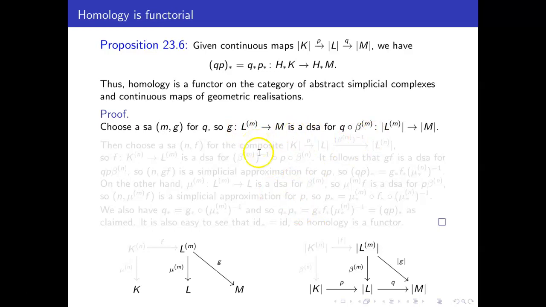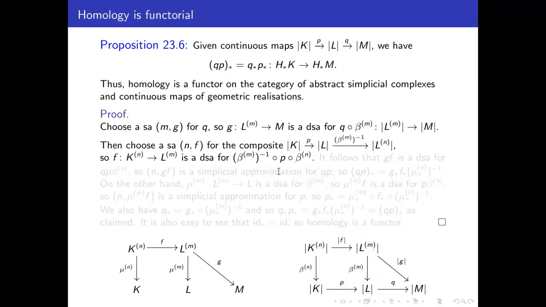Now you might think the next thing to do is to just choose an arbitrary simplicial approximation for P. But it turns out that's actually not the most convenient way to proceed. Instead, we do something just slightly different. We take, instead of P itself, the composite where we do P followed by the inverse of this homeomorphism here. We're looking at beta M inverse composed with P. So that's a continuous map from mod K up to mod L bracket M.